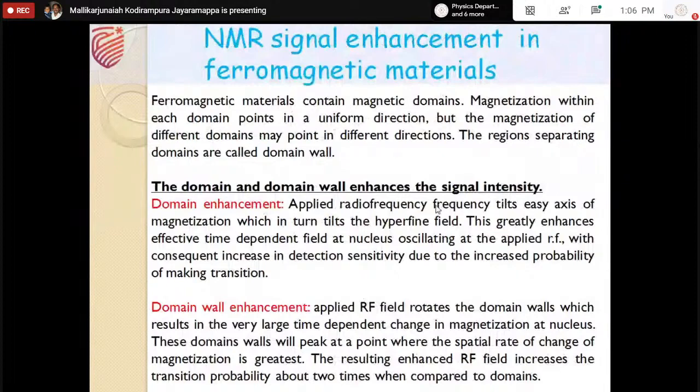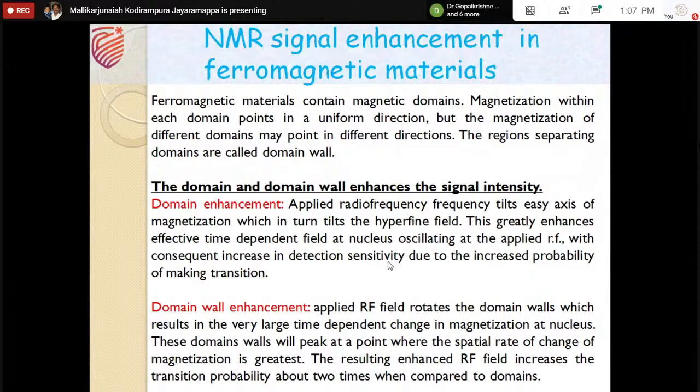Applied radio frequency tilts the easy axis of magnetization, which in turn tilts the hyperfine field. And this greatly enhances the effective time-dependent field at the nucleus oscillating at the RF, with a consequent increase in detection sensitivity due to the increased probability of making the transition. Basically, though we apply a particular amount of radio frequency to the system, this is why ferromagnetic systems are essential: the presence of domains and domain walls. These domains make this RF enhancement happen within the system.